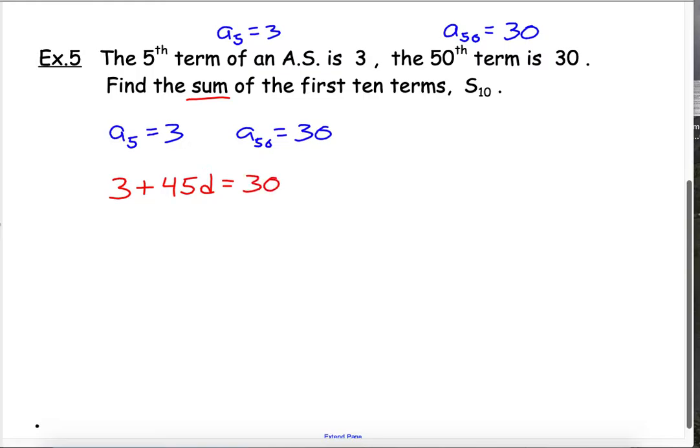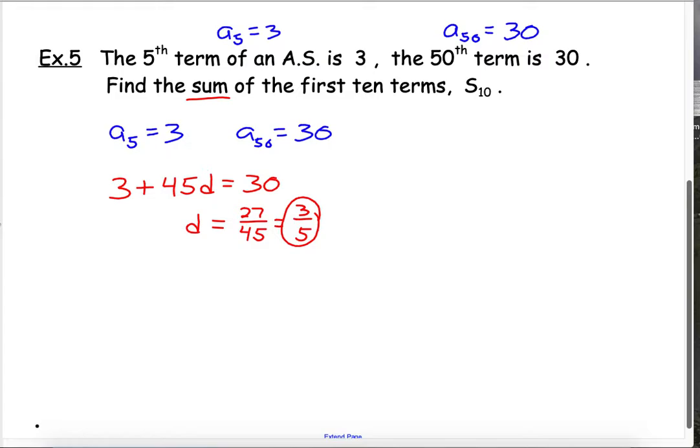So if I subtract 3, I get 27, and then divide by 45, I get my common difference. And that makes sense. It should be less than 1. We talked about that at the beginning. It's good to have a ballpark idea. 9 goes into both of those, so that's actually 3/5. So I've got my common difference is 3/5.